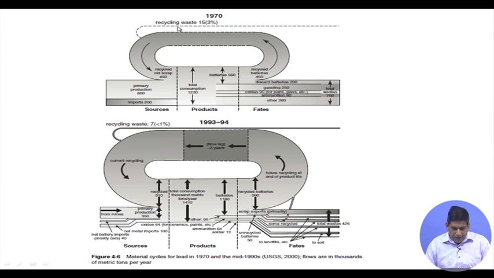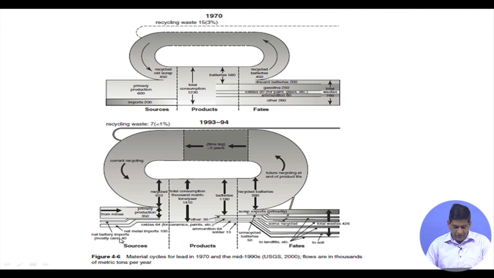But if you look at the recycling of lead, the recycling rate was 3%. Since the total production has gone up, our recycling rate has actually gone down to less than 1%. So we were actually doing better in recycling in 1970 as opposed to 93, 94 in terms of percentage. Total wise, we are still doing a lot more recycling in 1993, 94 because the consumption has gone up.